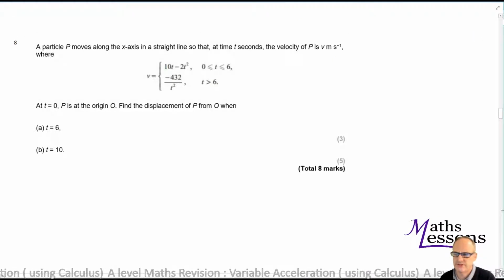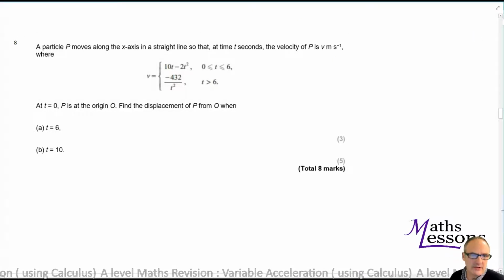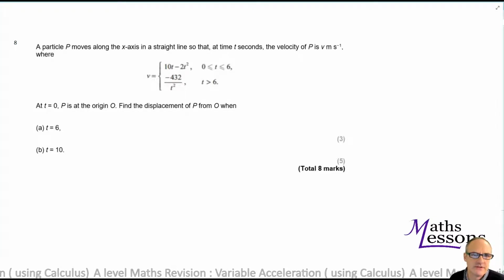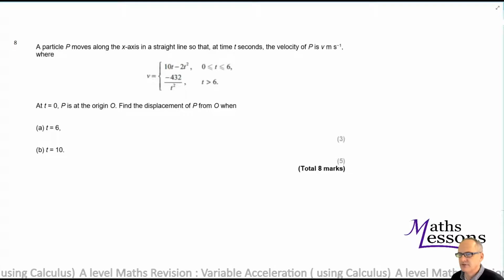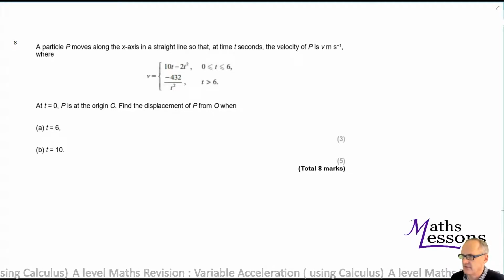Okay, question 8. Here we go. Let me just have a look at my answer. I think it says 8 marks. It's actually roughly the same amount of working as the previous questions. I'll give you another 5 minutes to have a go at this one.